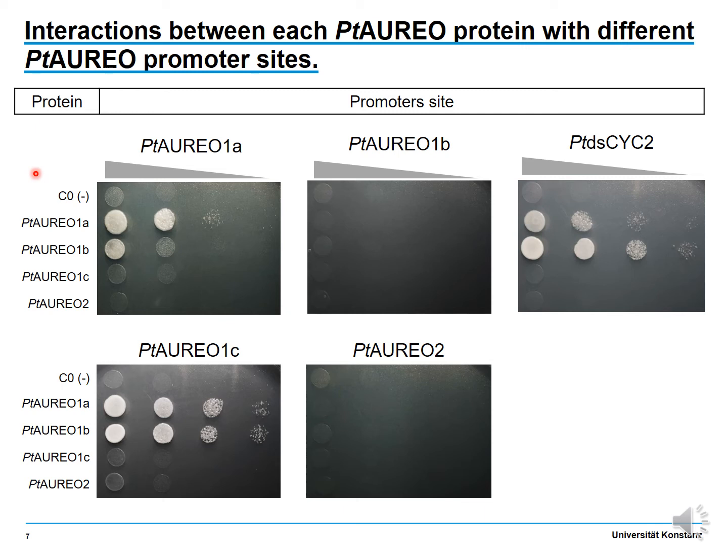First, I checked the interactions between each aureochrome protein and different aureochrome promoter sites. C0 was used as a negative control, which doesn't have any aureochrome protein. And the yeast construct having Aureochrome 1A protein with the cyclin 2 promoter site was used as a positive control since this interaction was already confirmed by Huisman et al. Aureochrome 1A and Aureochrome 1B protein showed a positive interaction with Aureochrome 1A, 1C, and cyclin 2 promoter sites, while Aureochrome 1C and Aureochrome 2 protein didn't show any interactions with any of the promoter sites.